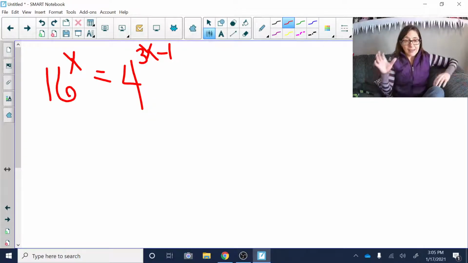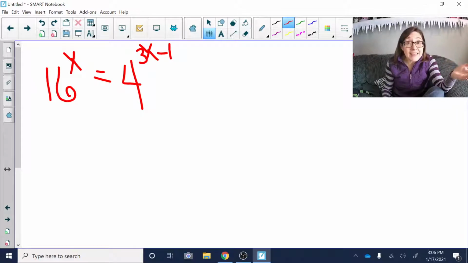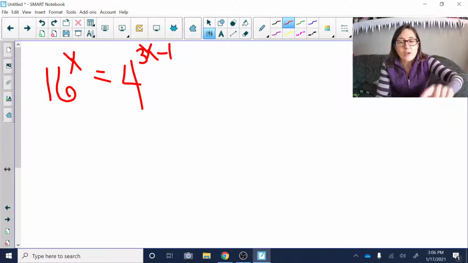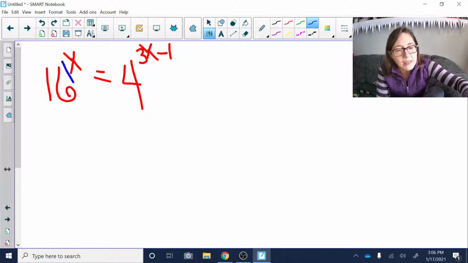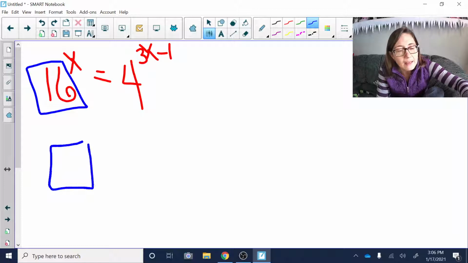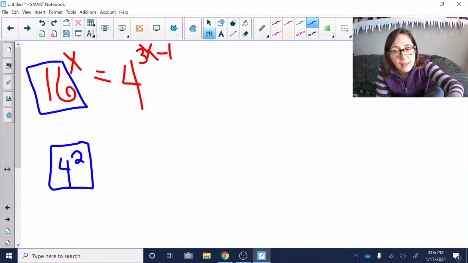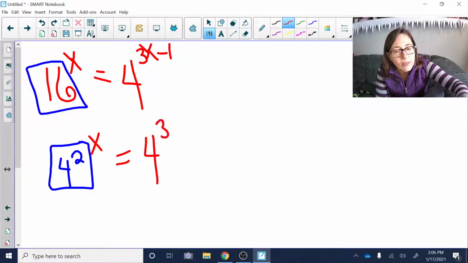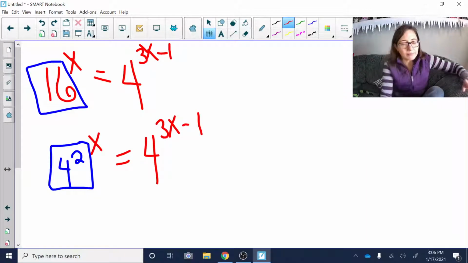Look at my bases. Got a 16, got a 4. Do they match? No, they don't. But is there a connection between a 16 and a 4? Can you think of any link between them? Yeah, 16 is 4 squared. So that's what I'm going to use here. I'm going to take this 16 and rewrite that 16 as a 4 squared. I'm going to bring down my x, and I'm going to bring the right side down as well. 4 to the 3x minus 1.